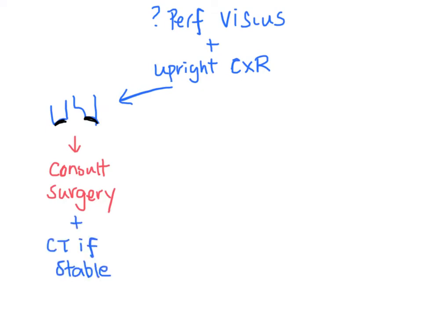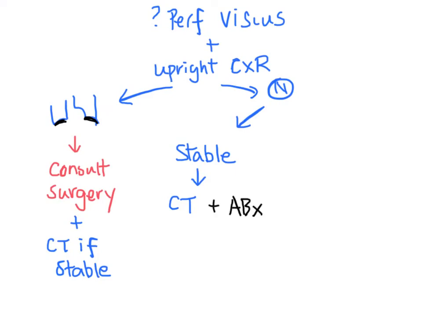What if the upright chest X-ray is normal? That depends on what the patient looks like. If the patient is stable, you can organize a CT scan. You may also decide to treat the patient with antibiotics at this point, and you can wait for the results of the CT scan.